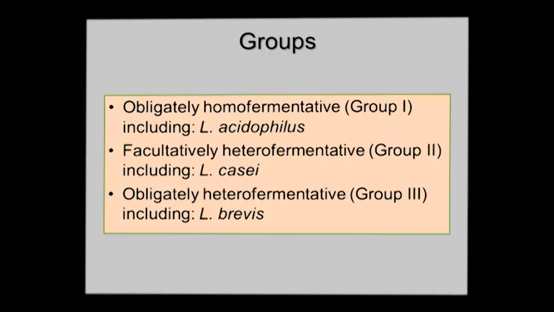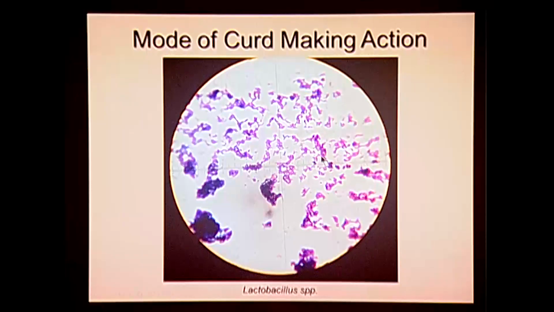Broadly, this particular group of bacteria in curd can be divided into three groups. One is the obligatory homofermentative, which includes Lactobacillus acidophilus. Then we come to the facultative heterofermentative, group 2, which includes Lactobacillus casei, and the obligatory heterofermentative, group 3, which includes Lactobacillus brevis. And they grow in the milk and bring about the curdling reaction, and these colonies aggregate in the curd, which can easily be stained.